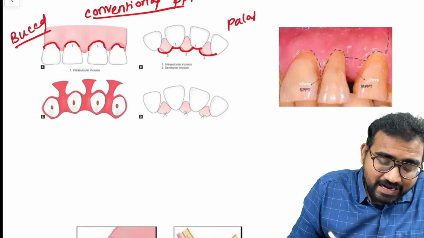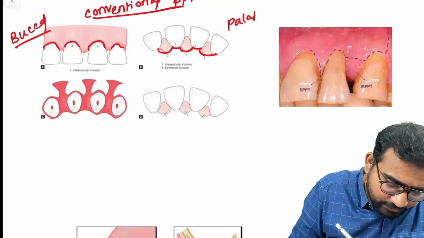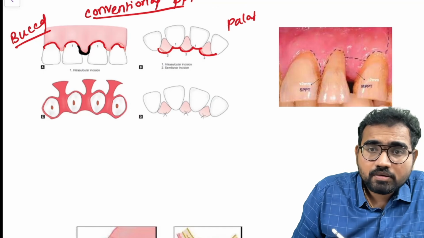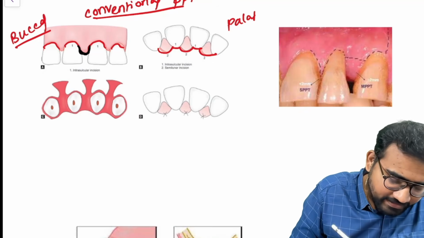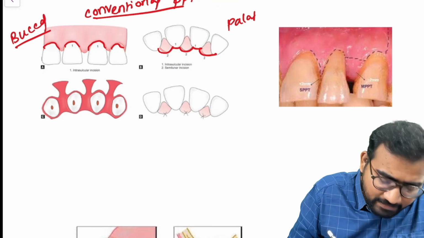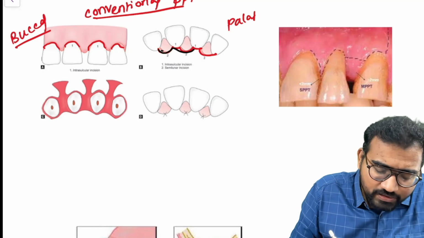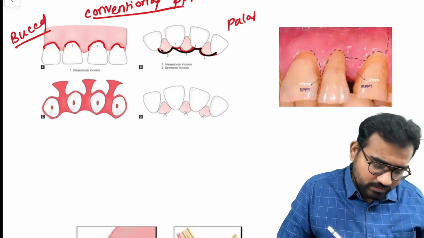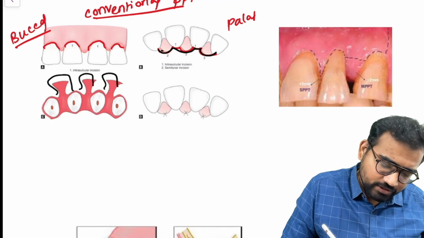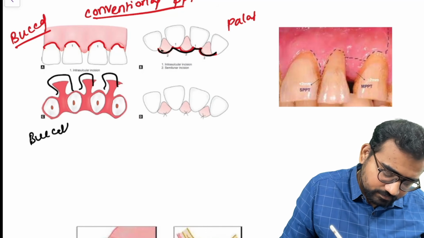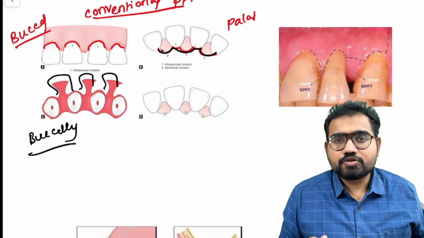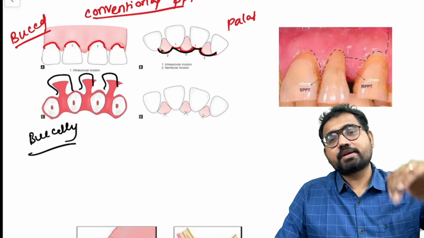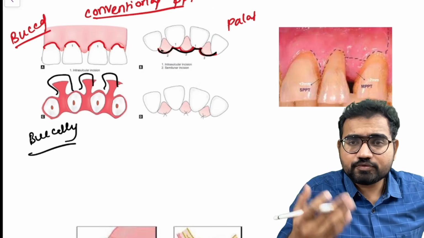So I am not breaking the papilla here, as we do in conventional flap surgeries like Kirkland or a modified Widman flap operation. Instead, in the palatal region, I am giving a semilunar incision. So I am reflecting this entire portion, as you can see here, buccally. I am not breaking the interdental papilla. I am just preserving that papilla and raising it buccally. And again I am suturing it back.